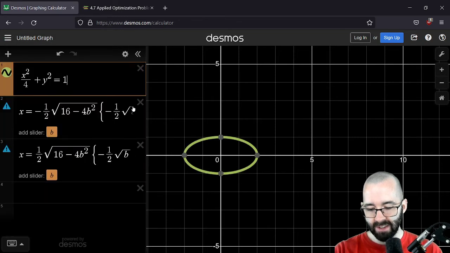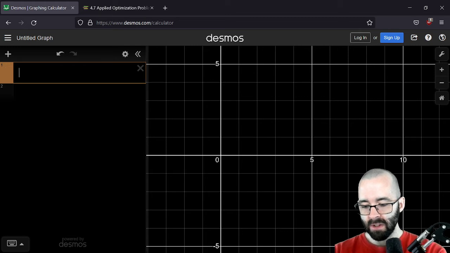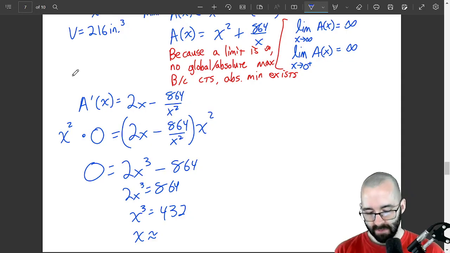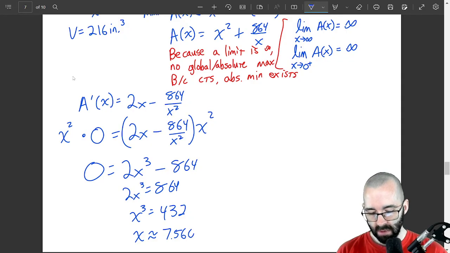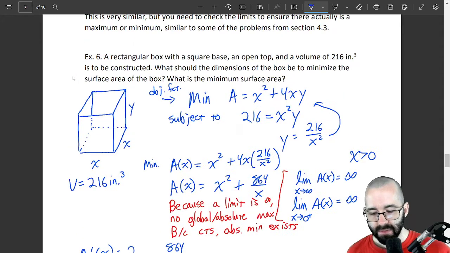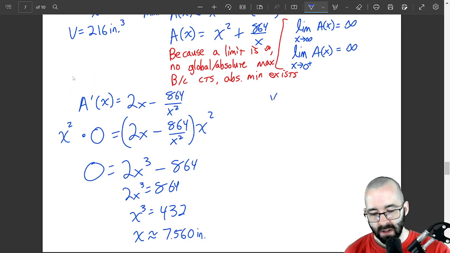I don't need all of these anymore. That was a lot. Cubed root of 432. Cubed root is the same as an exponent of 1/3. About 7.560 inches. The 0 is meaningful. It is a significant figure here. We will include it. It's asking what are the dimensions of the box and what's the minimum surface area. So that's the x coordinate.